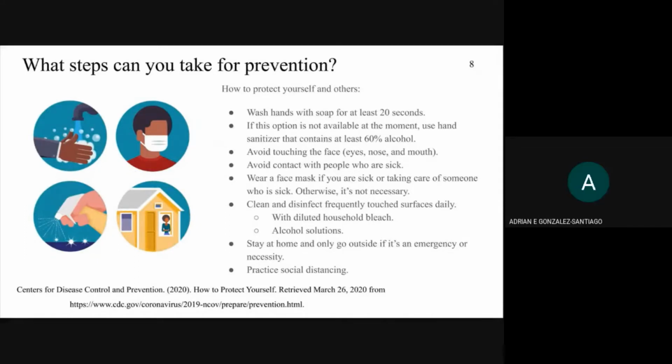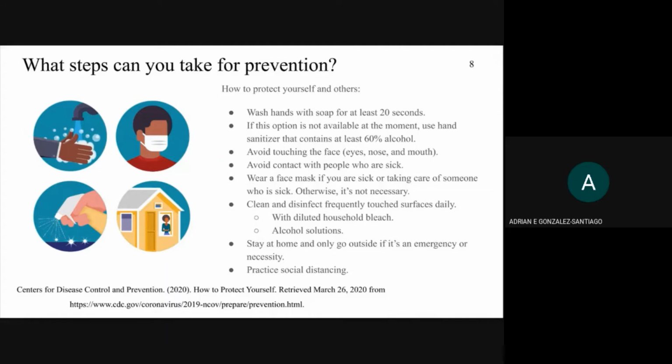So regardless of whether you are in the demographic of risk or not, you still need to take prevention to avoid contagion of the disease. There are certain steps that one must take to do this. For example, you need to wash your hands with soap for at least 20 seconds. If not available, you can use hand sanitizer that contains at least 60% alcohol. And you need to avoid contact with other people that might be sick and avoid touching your face with your hands.